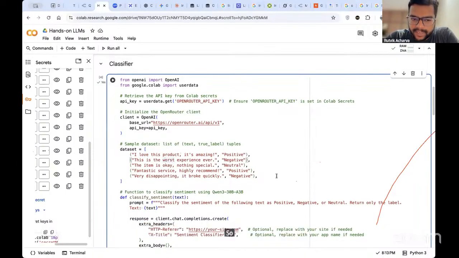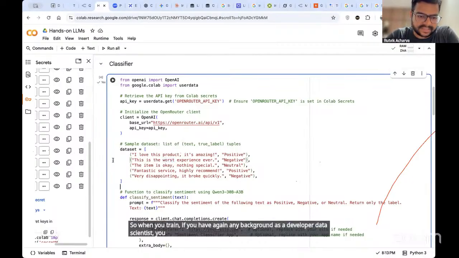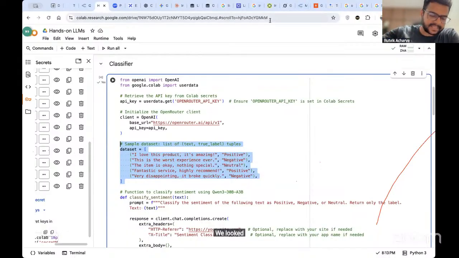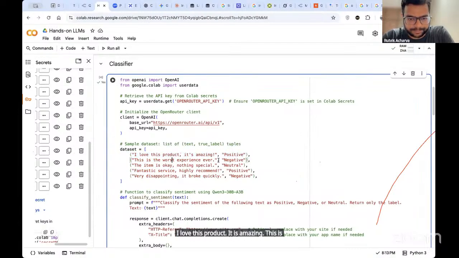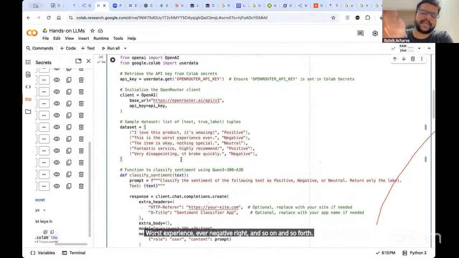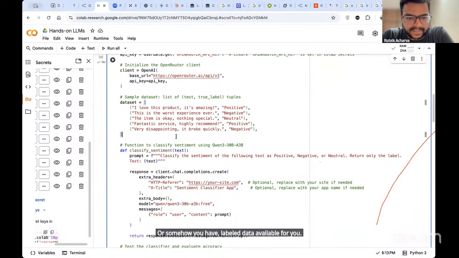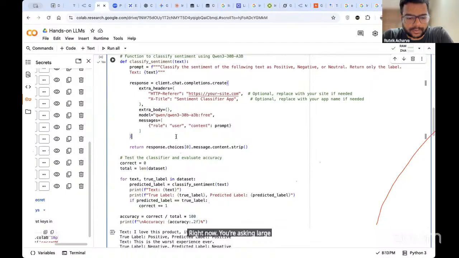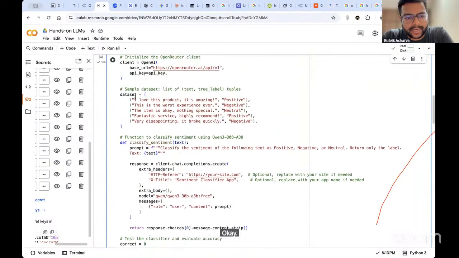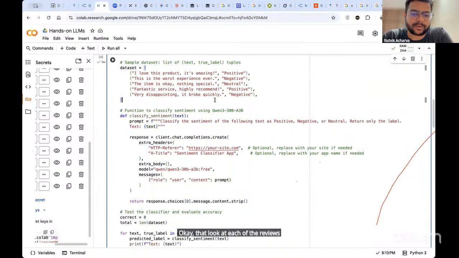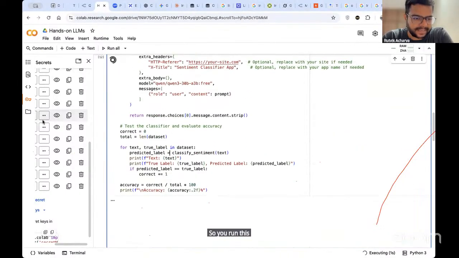So when you train, if you have any background as a developer or data scientist, you would already know this. We looked at those restaurant reviews, right? I love this product. It is amazing. This is a positive review. Worst experience ever, negative, right? And so on and so forth. You have a lot of manually tagged, or somehow labeled, data available for you, right? Now you're asking a large language model to do this: look at each of the reviews and tell me if it is positive or not. So you run this function. Again, your key is set. You don't need to make any other change.